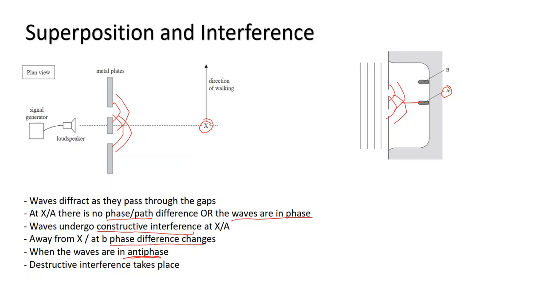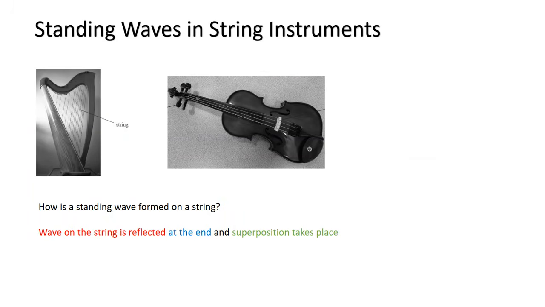These are the 6 most common points. Please have them memorized for your exam tomorrow. Then you have standing waves in string instruments. The first one is a harp, the second one is a violin, and next year might be a question, or even your year, you might get a question using a guitar.